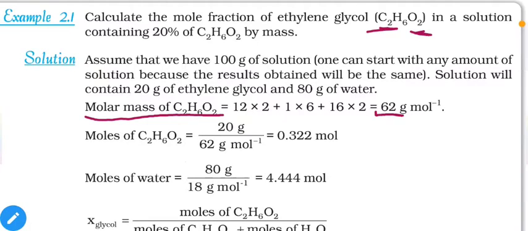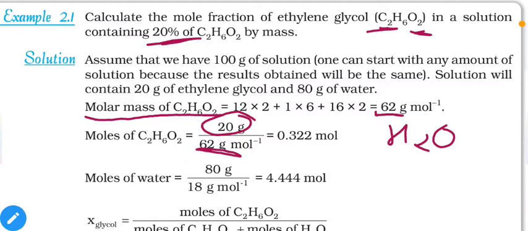And we know the molar mass of water, which is 18. So how can we find the number of moles? Number of moles is equal to mass divided by molar mass. So mass of ethylene glycol is 20 grams because it is a 20% solution, and molar mass is 62. So number of moles of ethylene glycol is equal to 0.332.